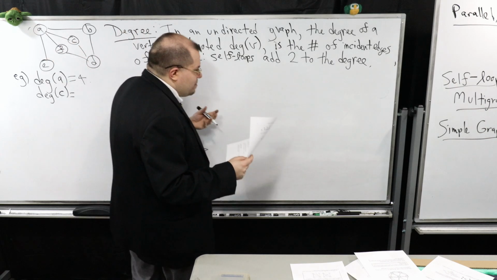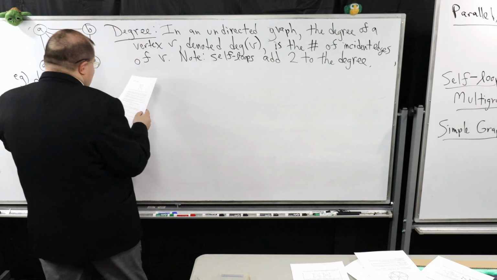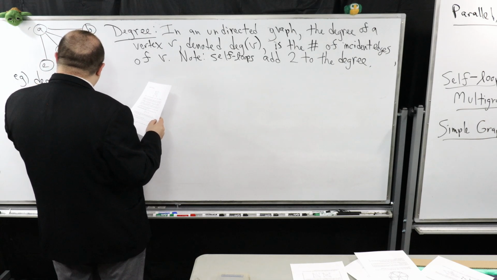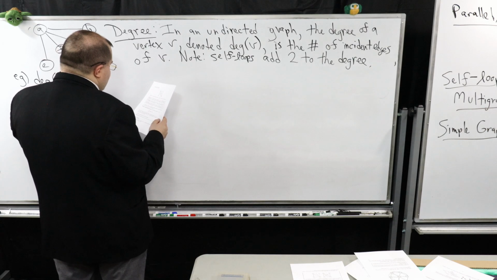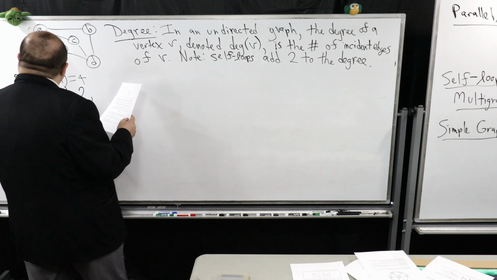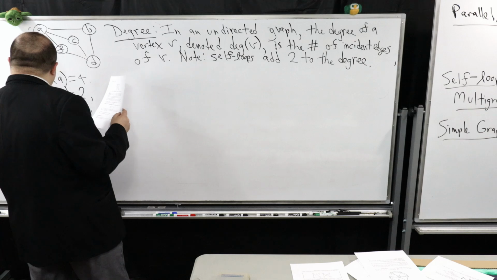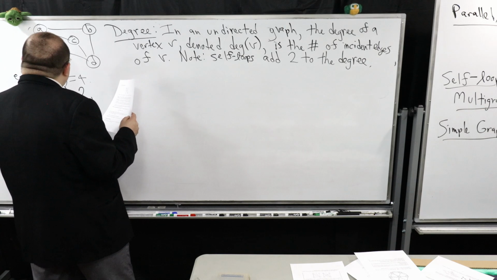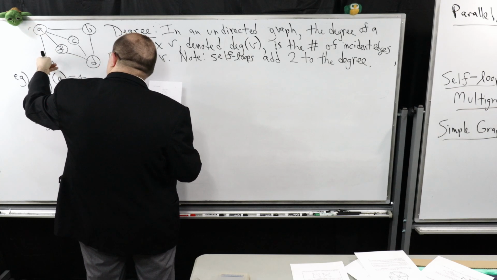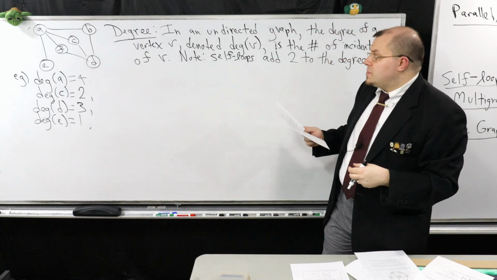Now I must stress that if I have multi-edges, you have to count those. So just keep that in mind. In a simple graph, it's just the number of neighbors you have. So deg of C is just 2. Let's do another one. D: 1, 2, 3. 3. And the degree of E is just 1. Notice that I have only 1 edge that is incident on E. So I'm just counting the number of edges incident on the vertex.